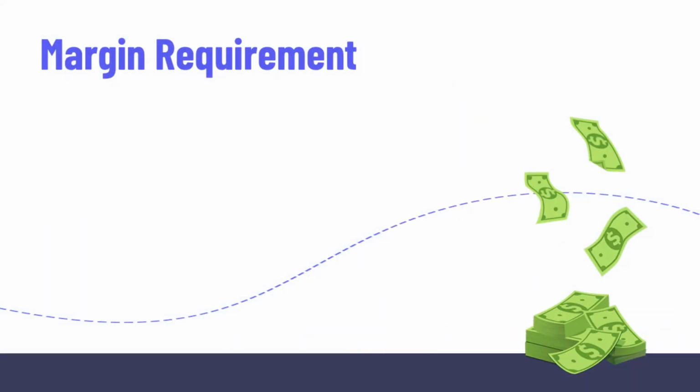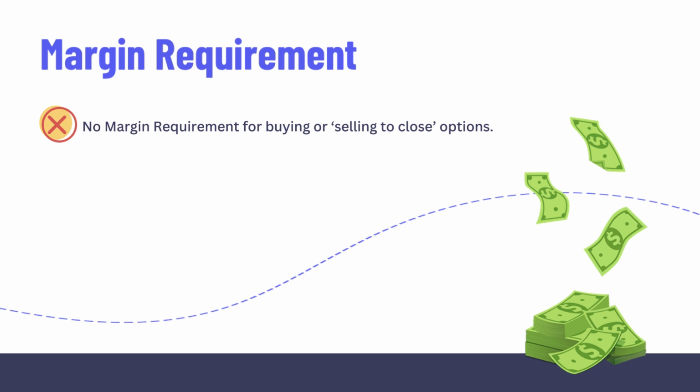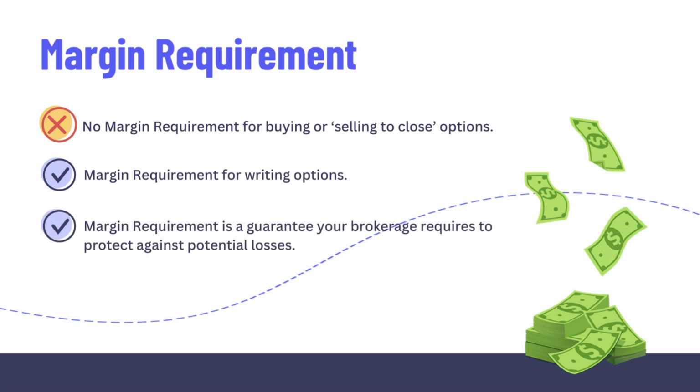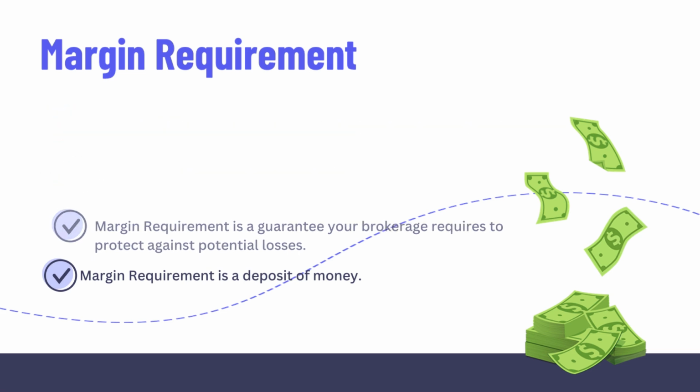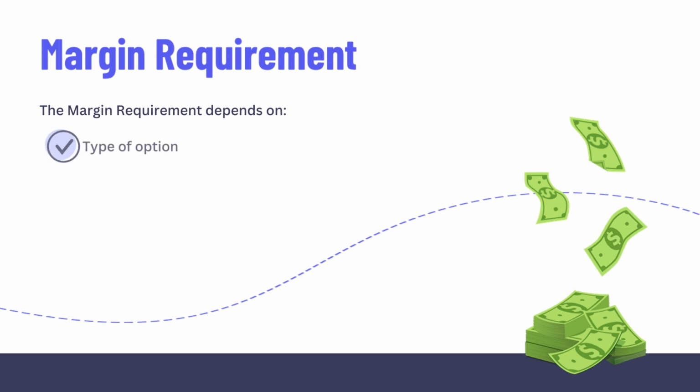If you're buying or selling to close options, you will always pay or receive cash, so there is no margin requirement. However, if you're writing options, that changes. To protect investors from potential losses, brokerages require investors to maintain an amount of cash or securities in their accounts as a guarantee. This deposit is called a margin requirement. The margin requirement depends on the type of option and the risk of your position.